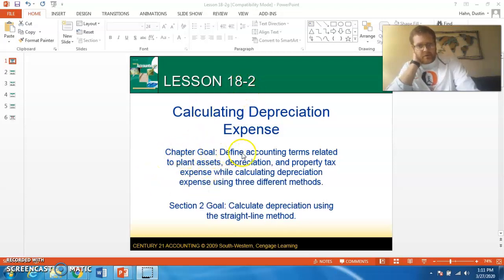Begin with your chapter goal. We want to define accounting terms related to plant assets, depreciation and property tax expense, while calculating depreciation expense using a few different methods. Section 2 is kind of the bulk of things, where we deal with one of our depreciation methods. In section 2, we want to learn how to use the straight line method to calculate depreciation. Let's just jump right into it.